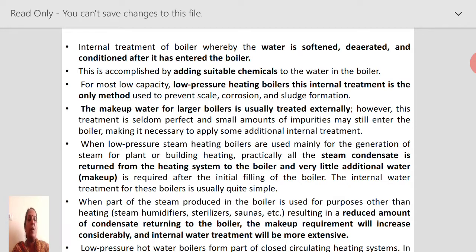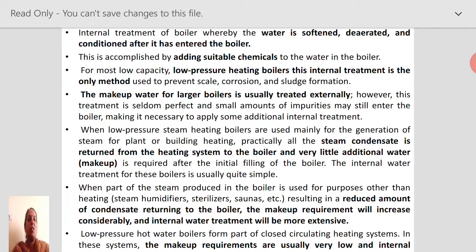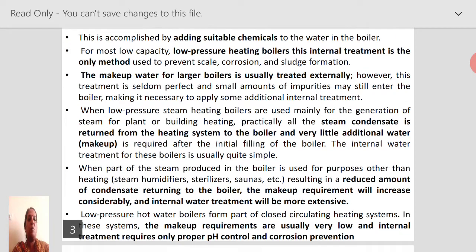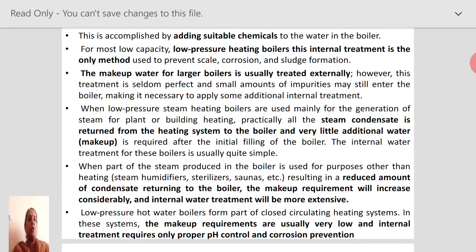If the boilers are of large capacity, where we have high pressure boilers also, in that case we normally generate makeup water which is treated externally and then sent along with the condensed water as feed water to these boilers. Though this water is treated externally, a small amount of impurities will always be present in the boiler, so it is necessary to apply some additional internal treatment apart from the external treatment.